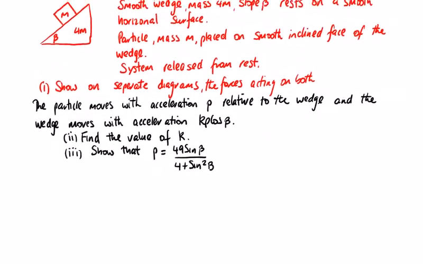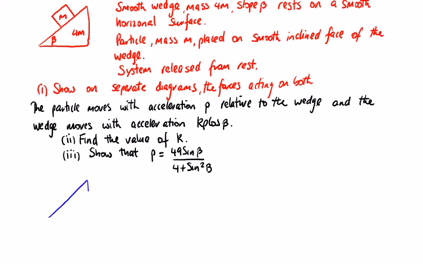So if we look at the wedge, it's 4m, so we have 4mg. We have a reaction force between the particle and the wedge called R. We have another reaction force between the wedge and the surface that it's moving on. We'll call that S. We're not going to need it. We have our angle beta, and we have our acceleration. Did they tell us what the acceleration is? Kp cos beta. And that's in that direction.